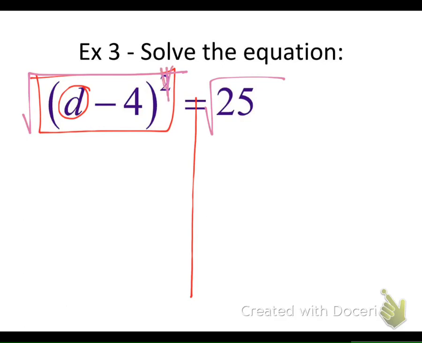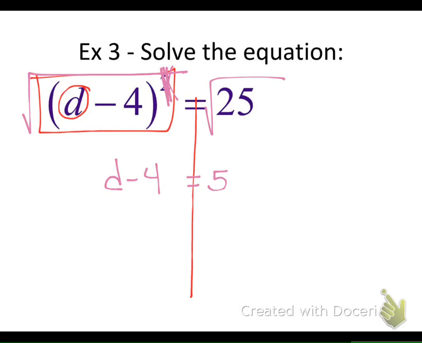So that cancels. Because that cancels, I'm going to bring down my d minus 4. Now, it's not necessary for the parentheses to stay around it anymore. So I just bring down my d minus 4. Then on my right side, I have to determine what the square root of 25 is. 5.